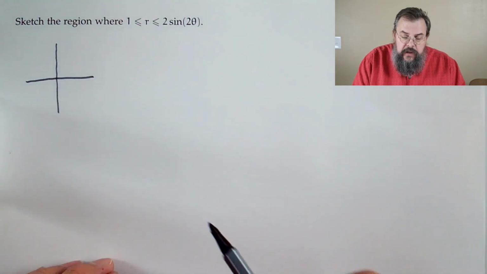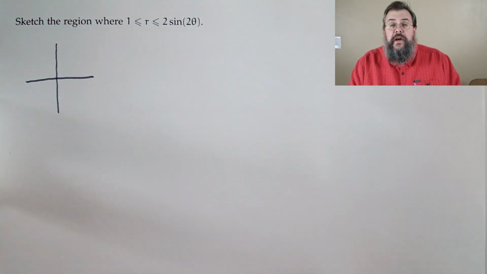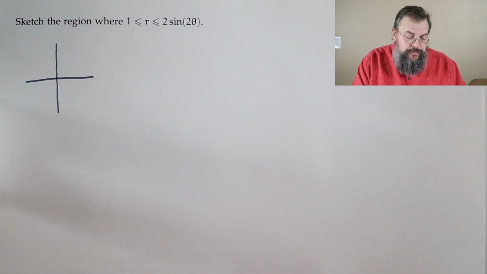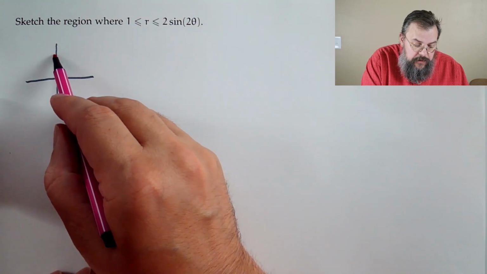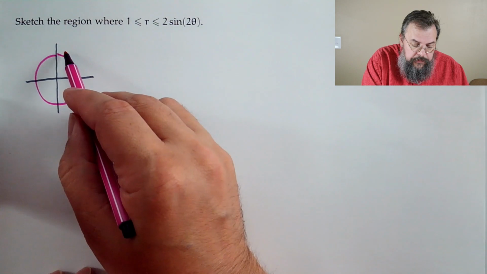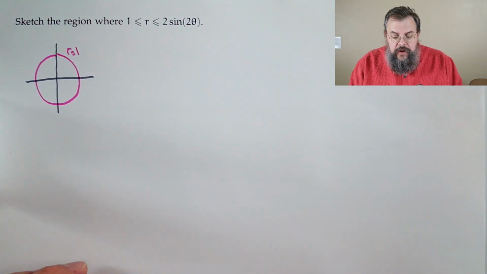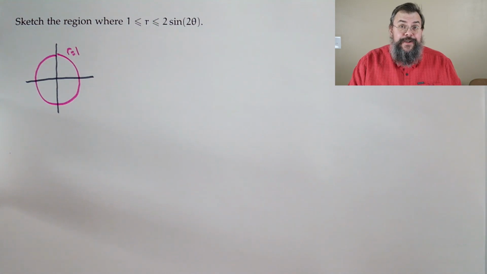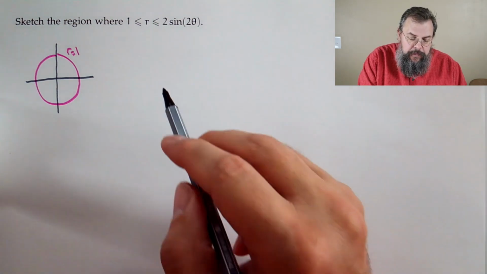What is that? Well, r is our distance from the center. And so r equals 1 says we want all the points which are distance 1 from the center. It means it's a circle. So there's r equals 1. All right, cool. Now, what about r equals 2 sine 2 theta? That one's a little bit more interesting. So let's think about what would happen here.